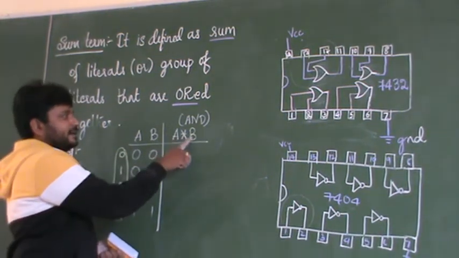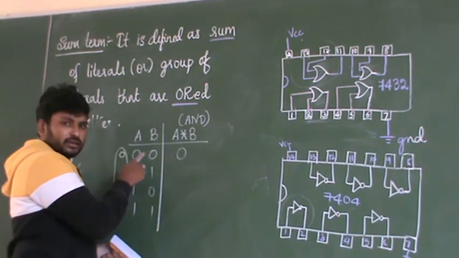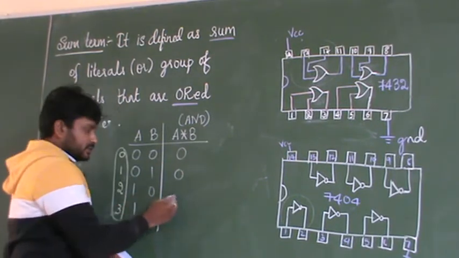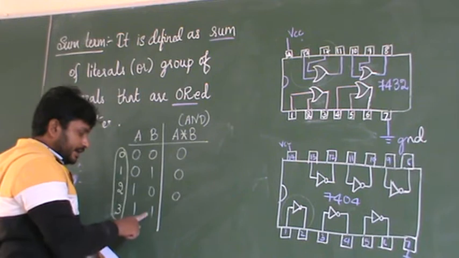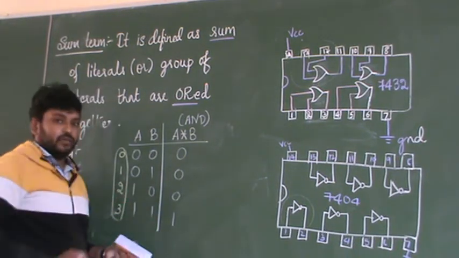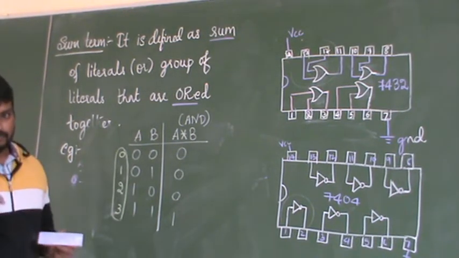What does the AND gate mean? If any one of the inputs is 0, the output is 0. Since both the inputs are 0, I write it as 0. Here also 0. Here one of the inputs is 0, so it is 0. 1 into 1: since both the inputs are 1, write it as 1. So this is the truth table for the AND gate.